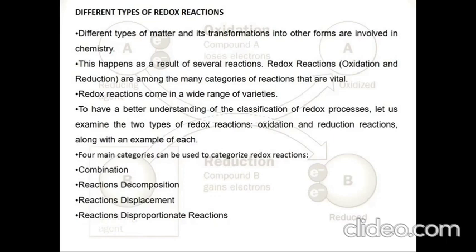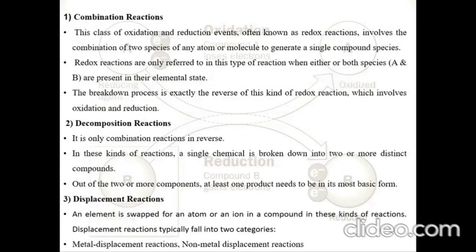To have a better understanding of the classification of redox processes, let us examine the two types of redox reactions, oxidation and reduction reactions, along with an example of each. Four main categories can be used to categorize these redox reactions: combination reactions, decomposition reactions, displacement reactions, and disproportionation reactions. Combination reactions.